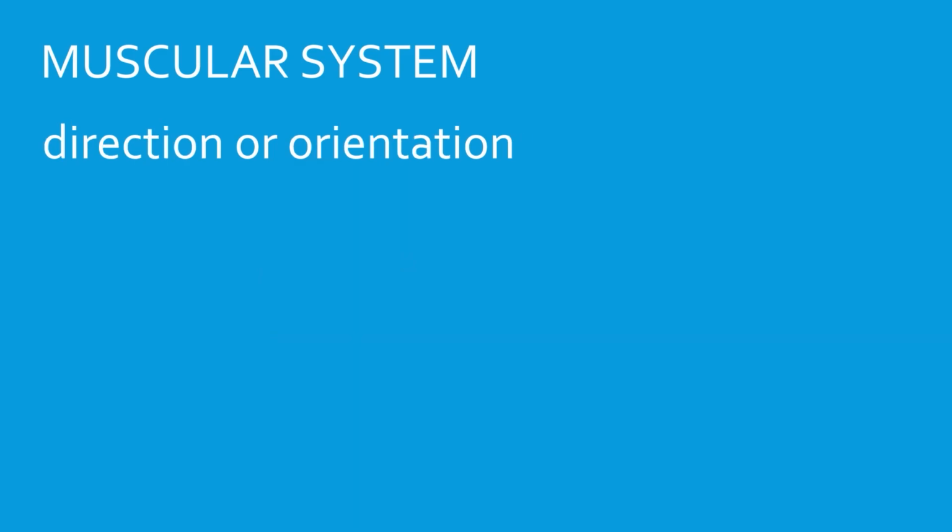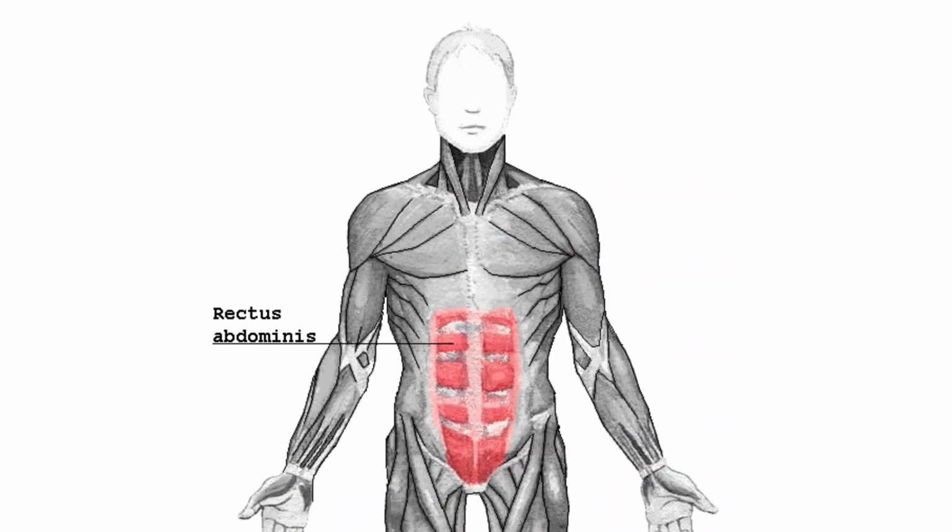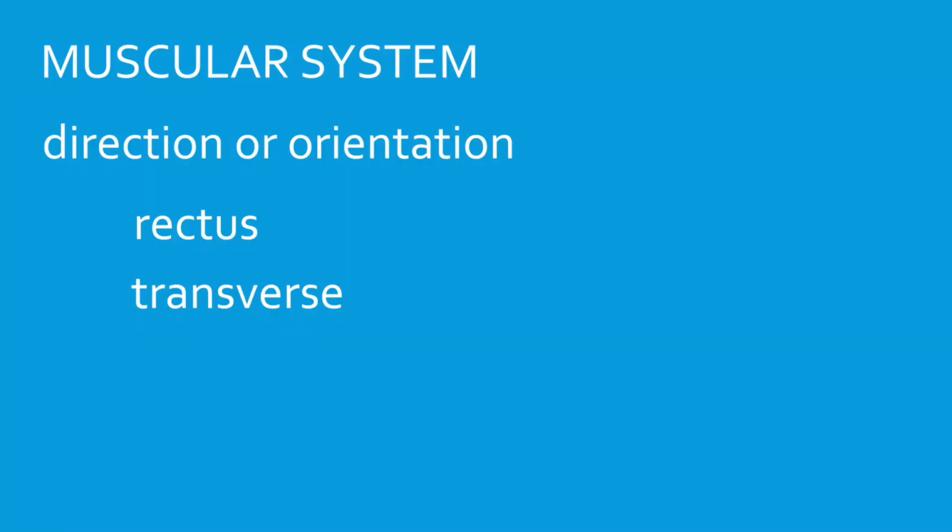Muscles are also named based on the direction or orientation of the muscle. So rectus means straight. For an example, the rectus femoris and rectus abdominis run straight up and down along the axis of your body. Transverse means across.